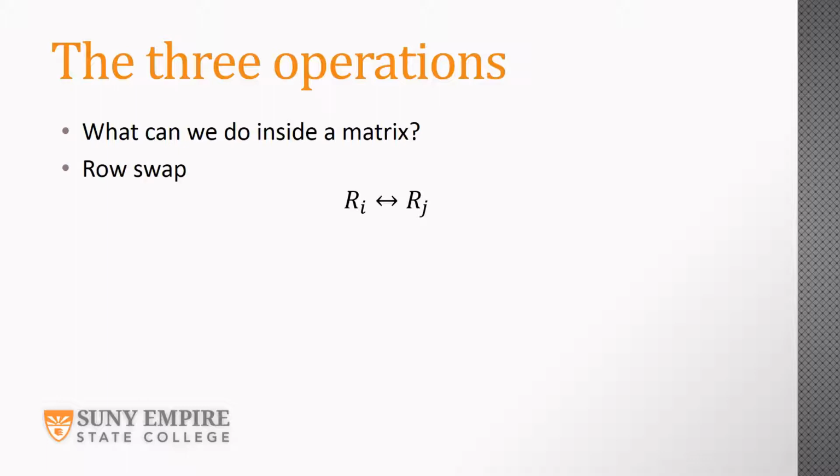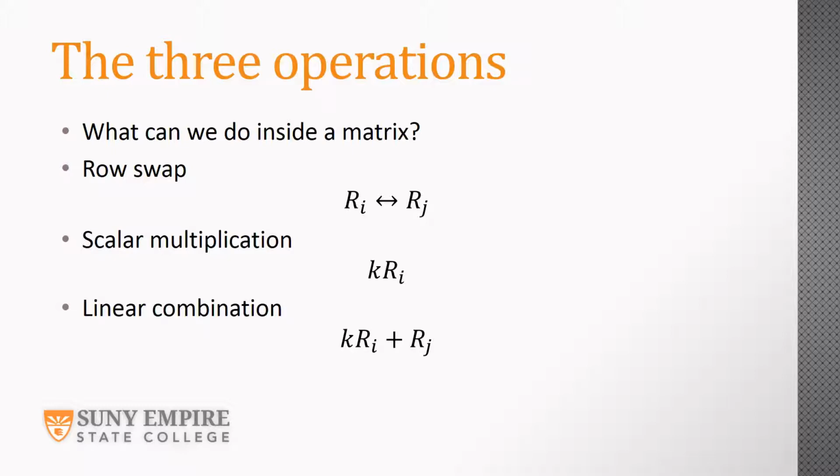The first is called row swap. It is denoted as R sub i and R sub j with a double-ended arrow between them. Row swap simply rearranges the rows of a matrix. The second row operation is scalar multiplication, in which we multiply all the entries in a row by the same non-zero constant. It is denoted as k times R sub i.